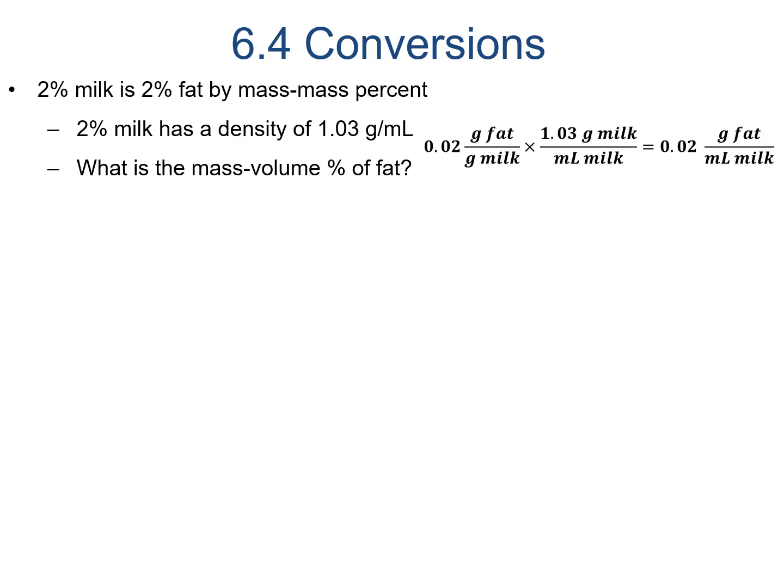2% as a decimal is 0.02 grams of fat per gram of milk. We get that by dividing 2% by 100. We need to convert the grams of milk that are on the bottom to milliliters of milk in the product unit, which we can do by multiplying by the given density in grams per milliliter of milk. Our product is 0.02 grams of fat per milliliter milk, or 2% mass per volume. For most water-based solutions of moderate concentration at room temperature, the mass percent and mass volume percent are the same to about 2 significant figures.